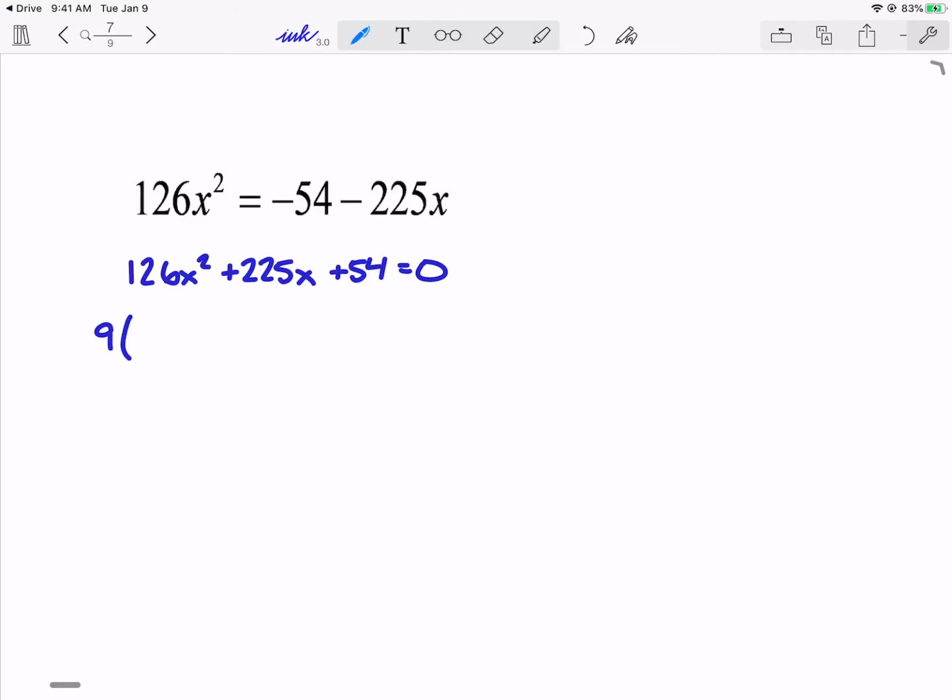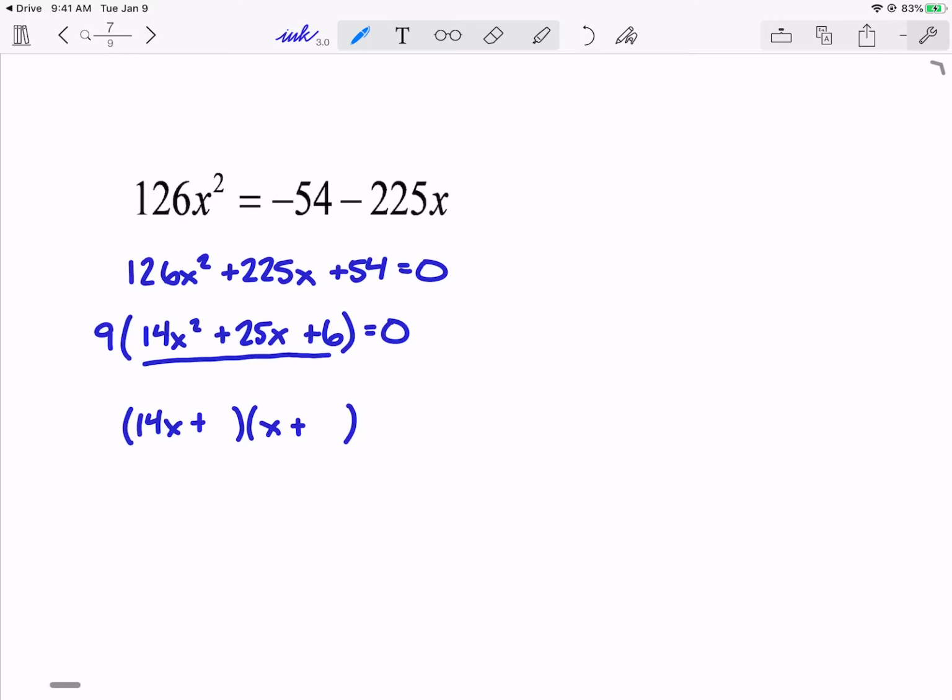So if I factor out a 9, I get 14x squared plus 25x plus 6 equals 0. So again, I don't care about the 9 because it's just a constant. So technically it's going to go away when I solve. So I'm trying to factor this. Now this can factor as 14x and x, and it's going to be plus because everything is positive, or it can factor as 7x and 2x.